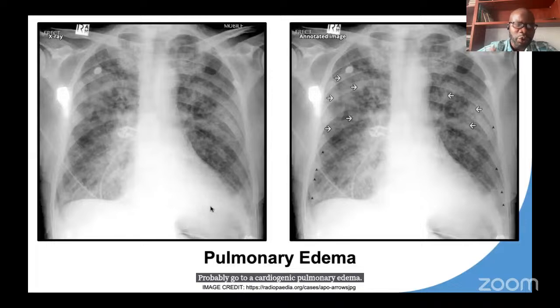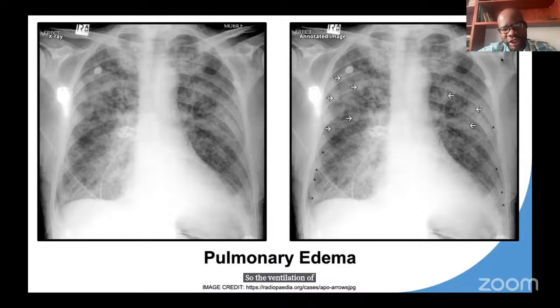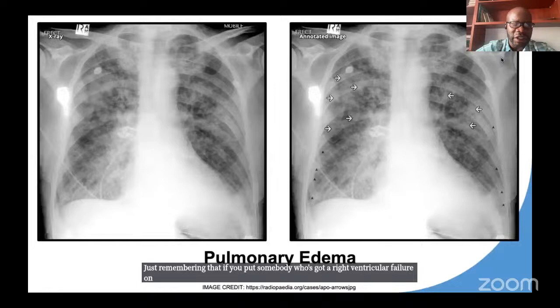And I'm sure in the treatment protocols, you may consider pharmacological treatments like your furosemide, just to take out some of the water, and ventilation. So the ventilation, of course, as we go along, we'll discuss what kind of ventilation may be required. Just remembering that if you put somebody who's got a right ventricular failure on positive pressure ventilation with a PEEP, you may actually exacerbate the right ventricular failure.